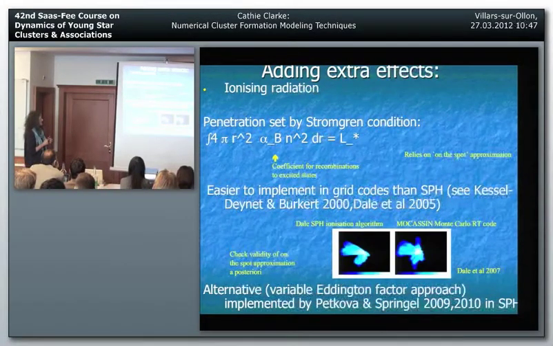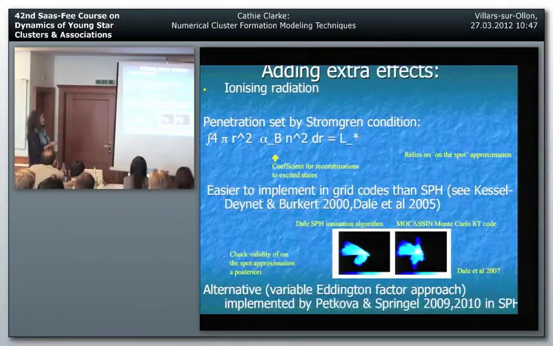Not so easy in SPH, but Jim Dale in his thesis a few years ago, and also some earlier work by Kessel, Daynard and Burkert, managed to find a pretty good implementation in SPH for doing these integrals in a time-efficient way. And more recently, the results of doing that, this is a simulation of a cluster forming where you've got an ionizing star down in the center. This is using the Dale ionization algorithm showing you which parts of the cloud this algorithm thinks should be ionized.